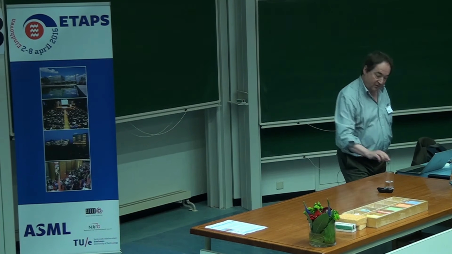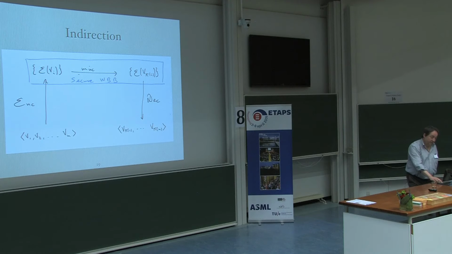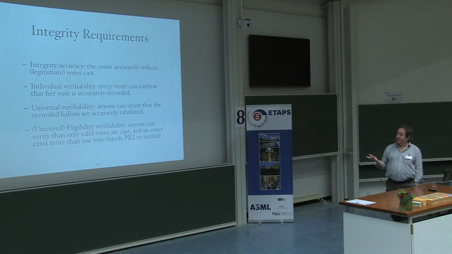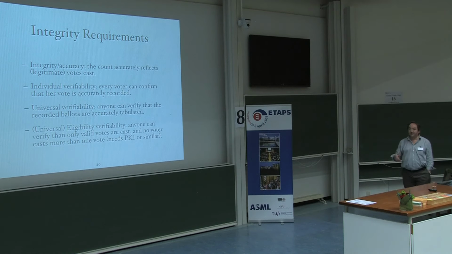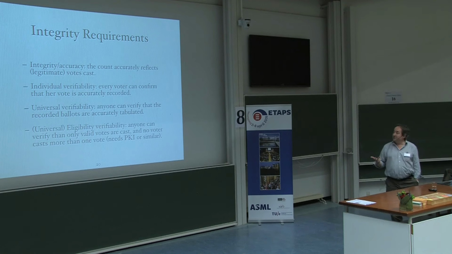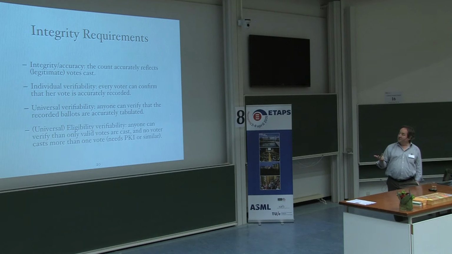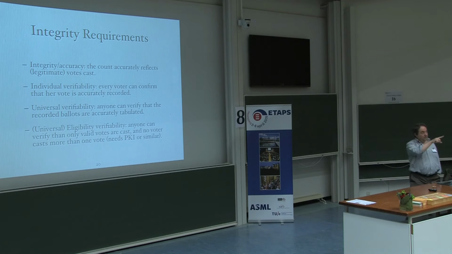Okay, so that gives you a high-level diagrammatic view of the basic idea. Let me crack on and just very quickly say, in very informal terms, of course there are lots of papers out there which define these in much more formal terms, but we don't have time for that really. So first of all, a bunch of integrity properties, which I think are mostly fairly obvious. Clearly, we want the result to be correct. We want every voter to be able to confirm that their vote has been accurately recorded, and this is partly a response to your question.